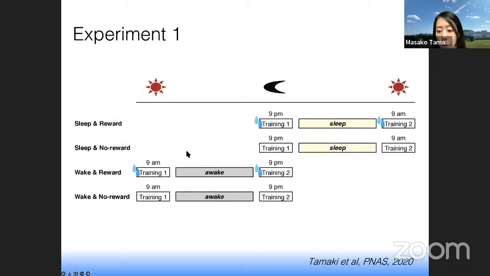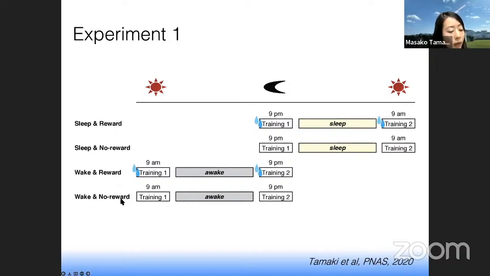This shows the experimental design. There were 4 groups in total, and a sleep and reward group or a sleep and no reward group performed this TDT in the evening, and they had an overnight sleep, and they came back to the lab to do a retest session the next morning.